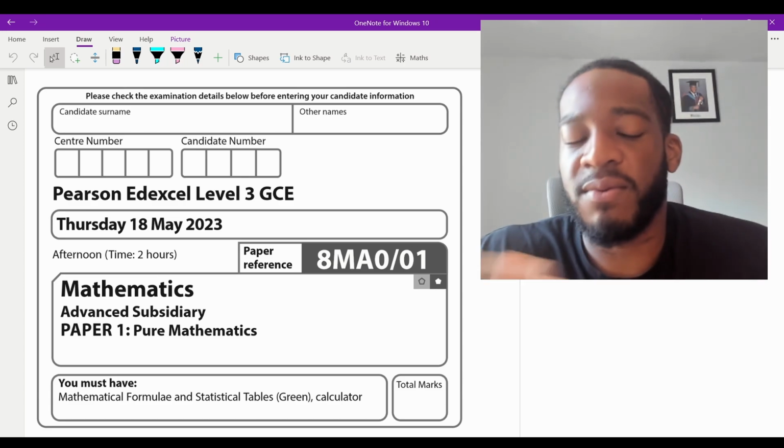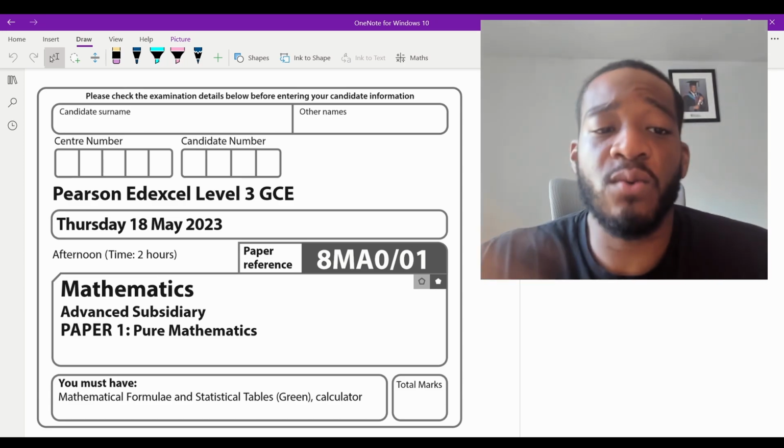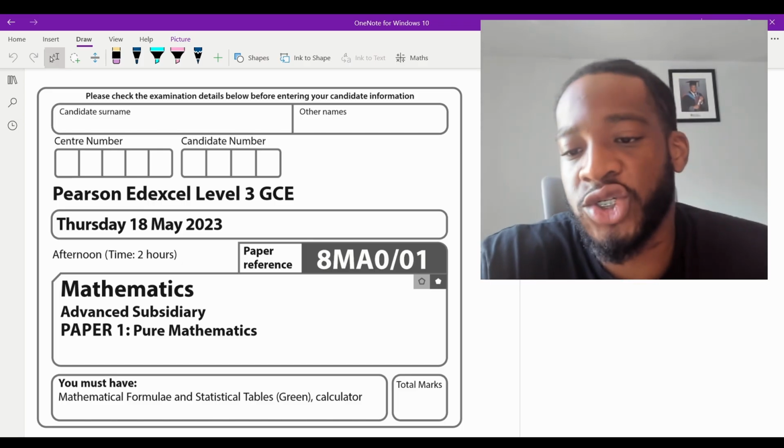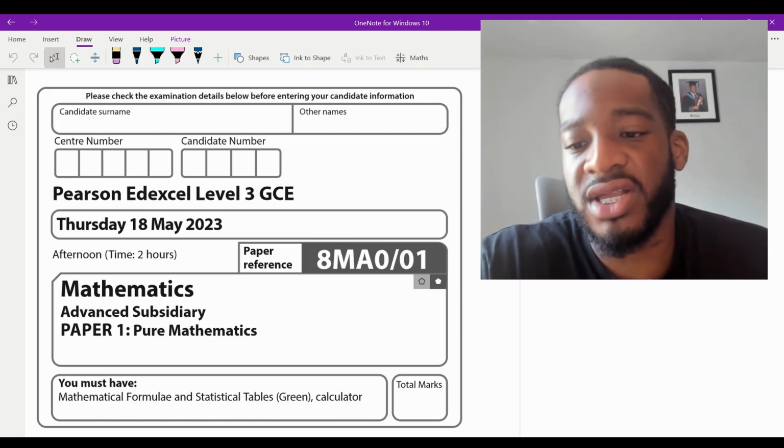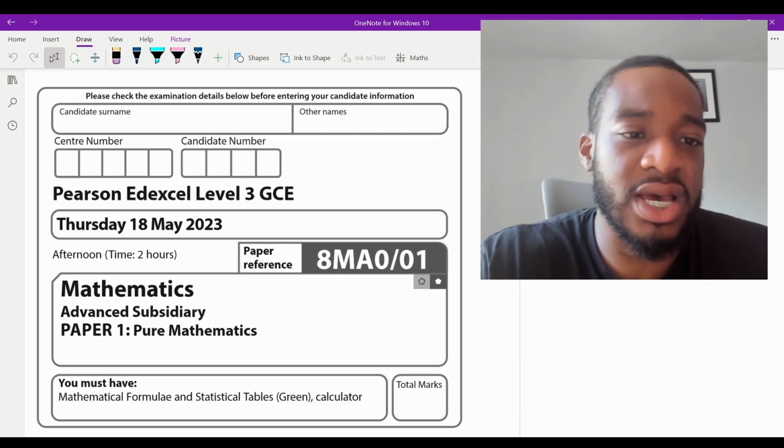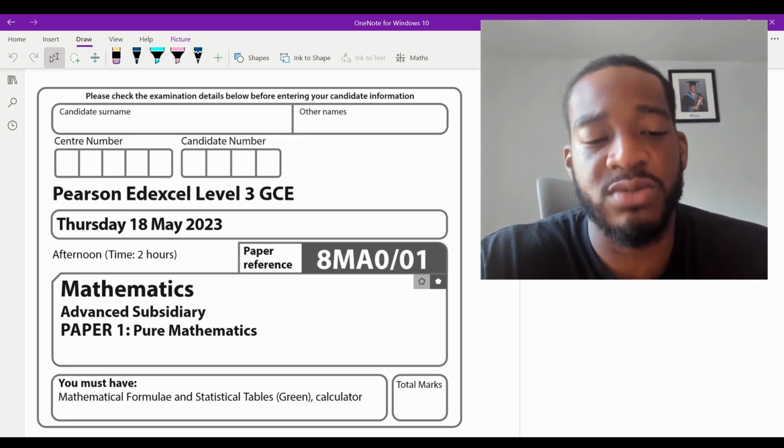And yeah, this paper is probably for students in year 13 that want to consolidate what they've learned last year, and obviously for year 12 as well. But if you're in year 12, make sure you've gone through the entire syllabus before you start attempting past papers anyway. That's just my advice.